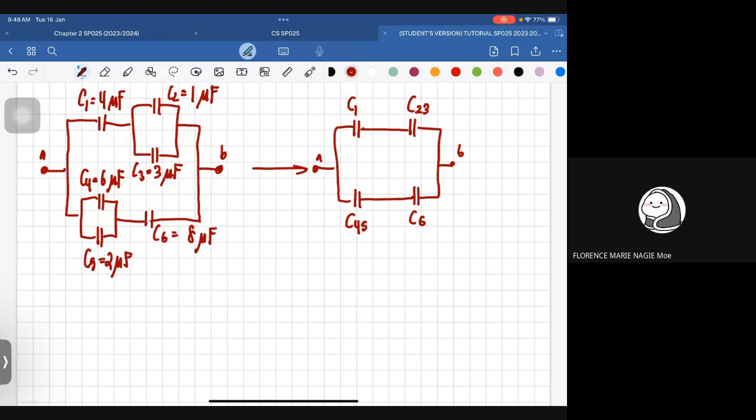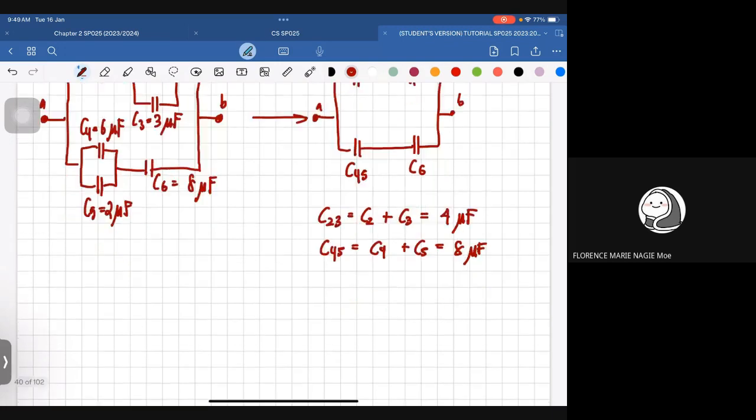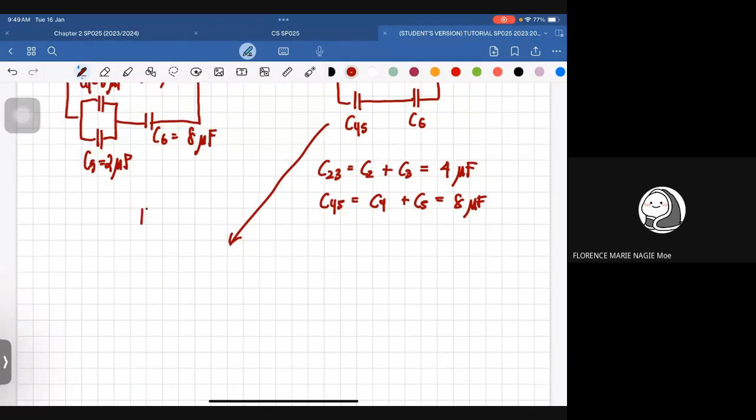Okay, so dari sini apa nilai C23? Since C23 is combined in parallel, C2 tambah C3, kamu akan dapat 4 microfarad. C45 pun parallel. So C4 plus C5, you will get 8 microfarad. Okay, so from here, kamu simplify lagi.